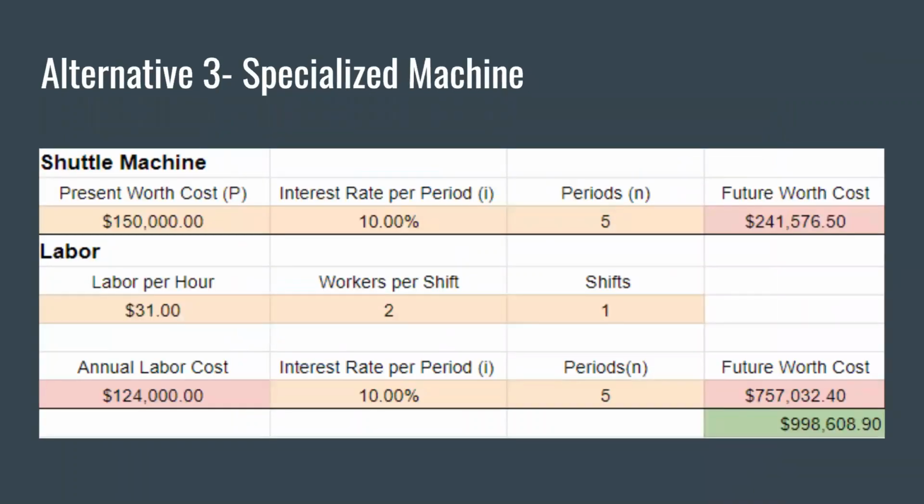By again using a standard labor rate of $31 per hour and the cost of developing the shuttle machine for $150,000, we were able to perform an economic analysis to determine the future costs for the additional machine and the labor required to operate it. By assuming an interest rate of 10% per year for both the machine and the labor and the initial investment of $150,000, we determined that the future worth cost in 5 years would be just under $1 million. As you can see with this alternative, the number of shifts is reduced to just 1 shift with only 2 workers required in order to produce the required production rate.